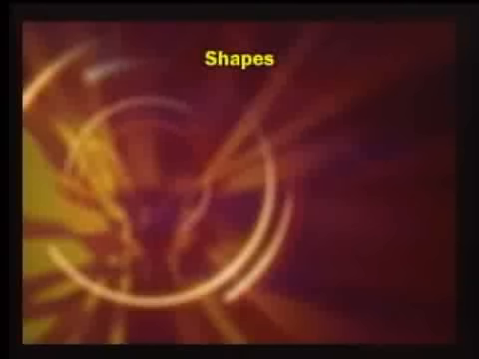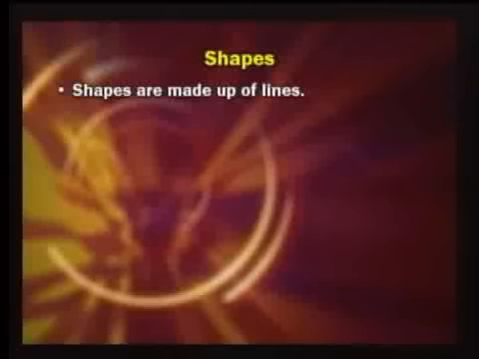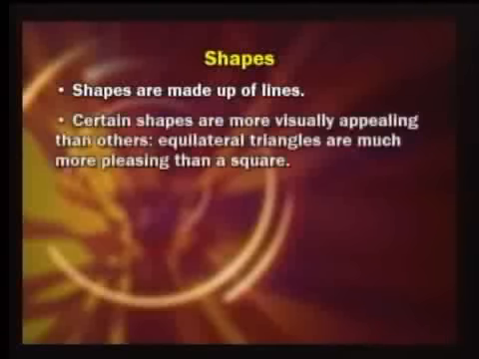Okay, all right. So next thing we're going to talk about is shapes. And what I mean by that is anything made up of lines. You can have shapes that are triangles, squares, that are made up of different lines in your picture. And there are certain shapes that are more visually appealing than others. For example, equilateral triangles, triangles with the same size side, are much more pleasing to your eye than, say, a square.